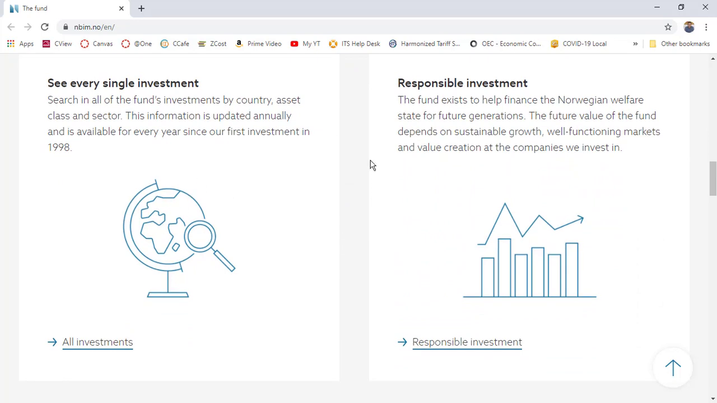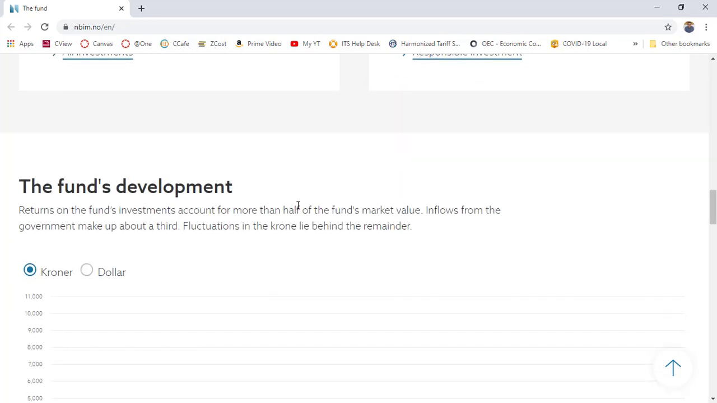You can see all the investment. There's a lot of transparency, by the way. This is a benchmark fund. You can see exactly what they spend the money on, what they don't spend the money on.